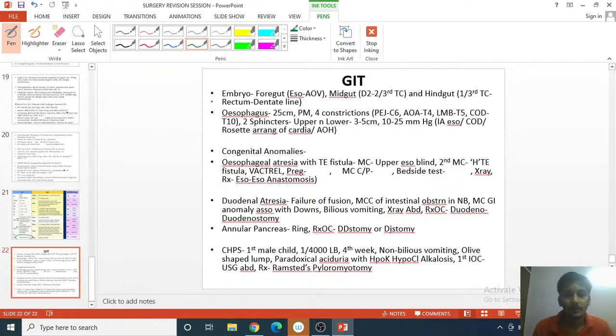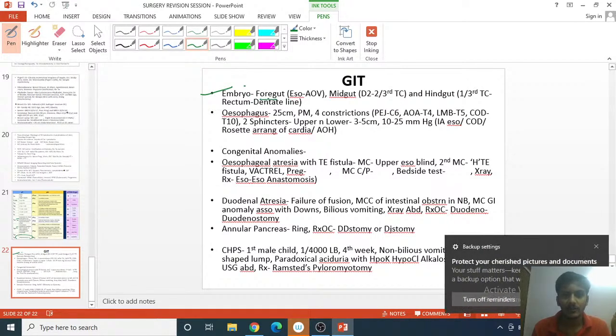Now moving further, embryology: if we look at the GIT, there are three parts from which the GIT develops. First is your foregut, second is your midgut and third is your hindgut. So what develops from the foregut? The foregut develops into the esophagus until the ampulla of Vater. At the starting of D2 we have the ampulla of Vater, as you all know. So the foregut develops into the esophagus till the ampulla of Vater.